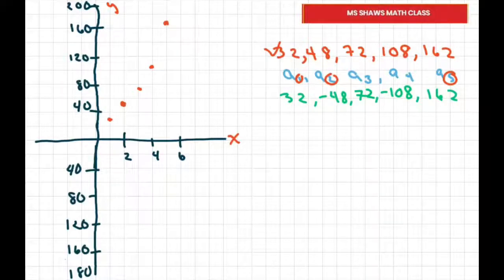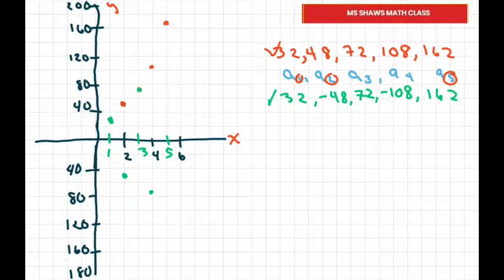Alright. Now for the green one, the second one, we do the same thing. So the 32 matches. This is your 1, 2, 3, 4, 5. Alright, so at 1 we're at the same place. But at 2 we're at negative 48. So we go down, down in here. Alright. At 3 we're back at the same one here. At 4 we go down to negative 108.